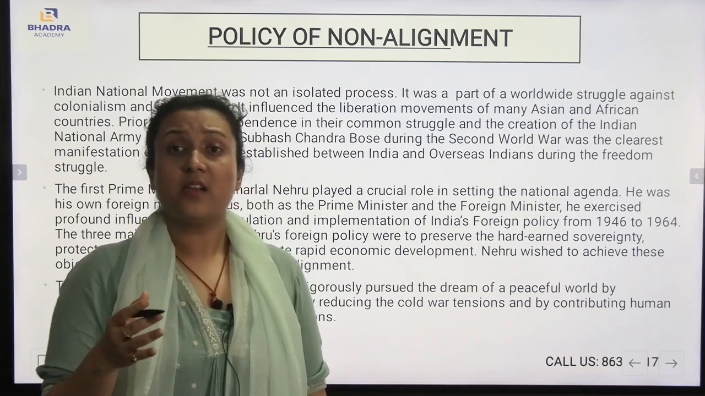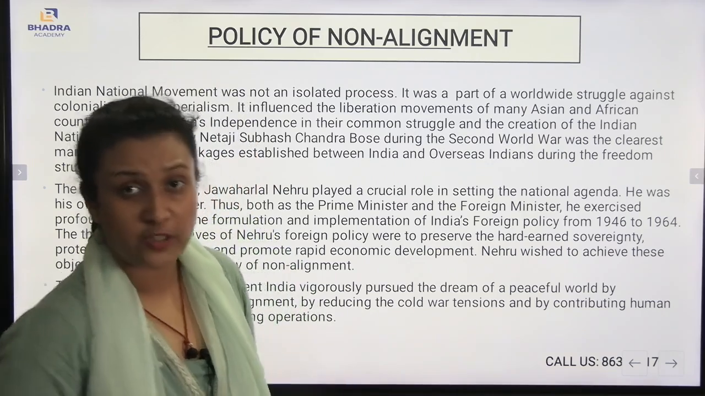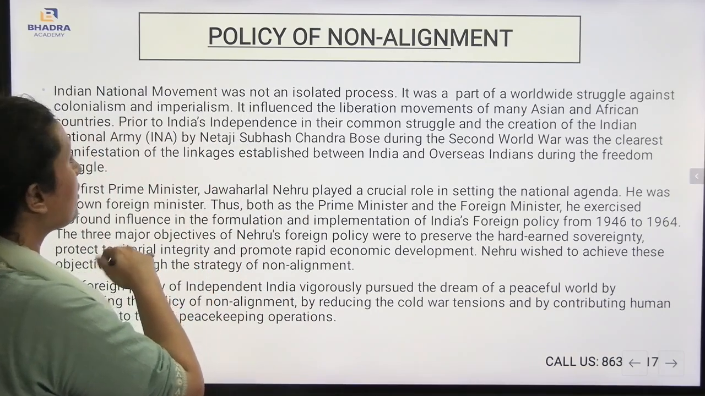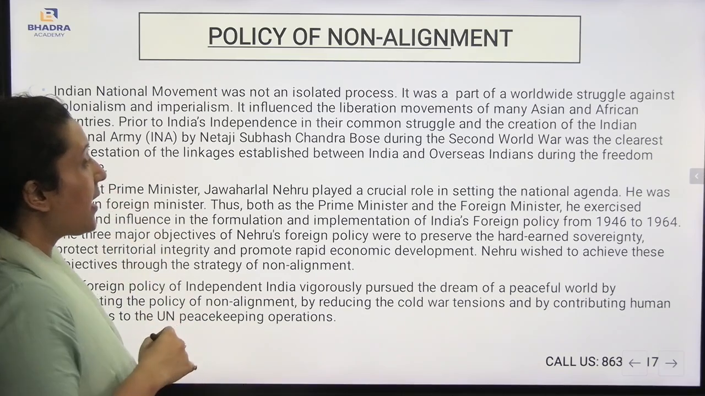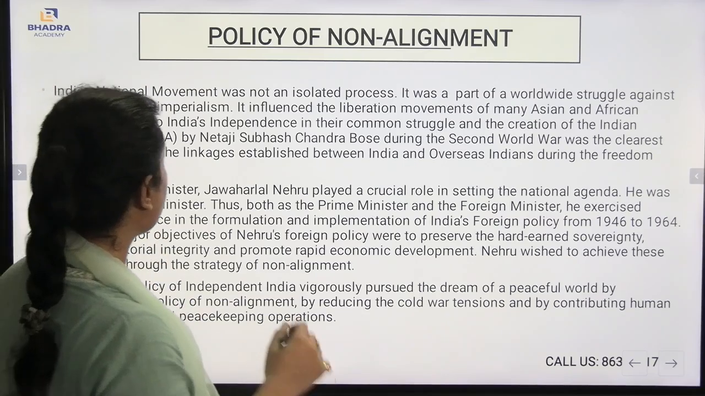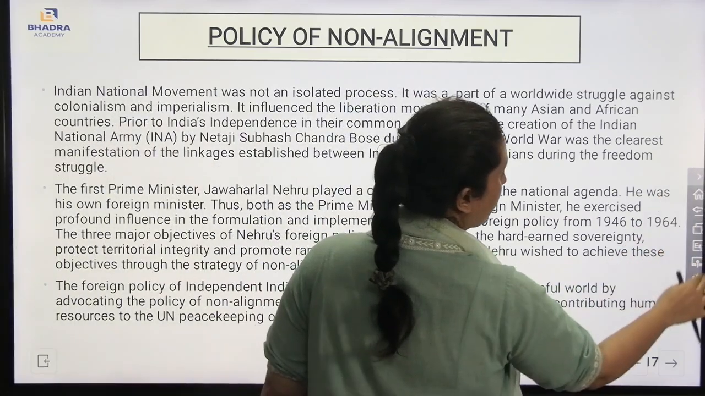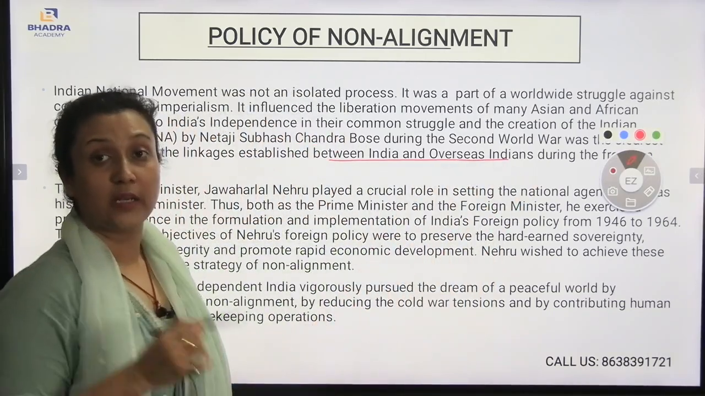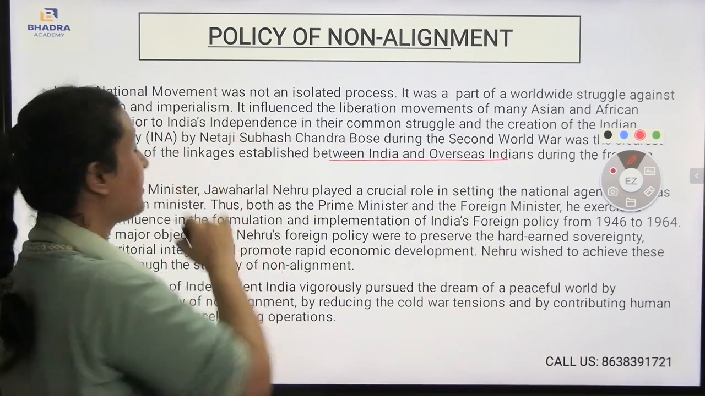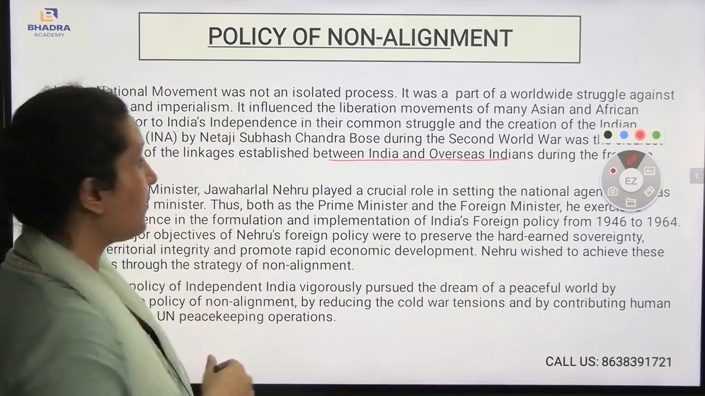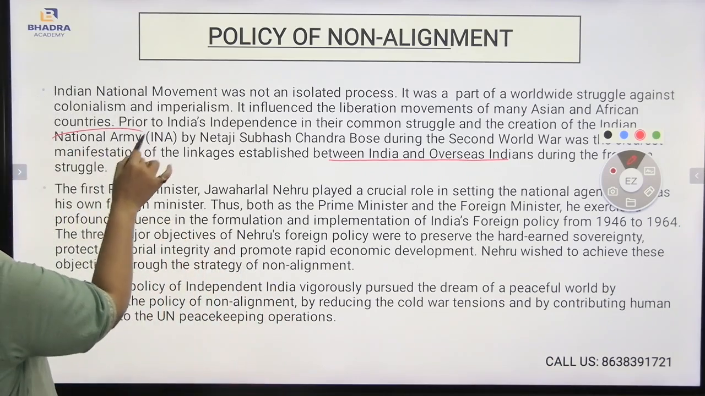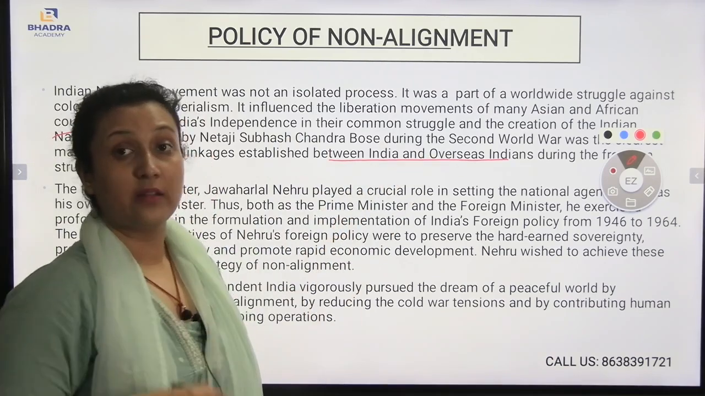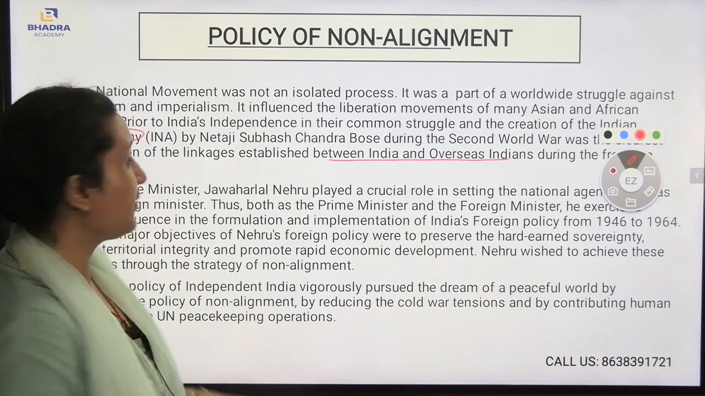During that time, the Indian National Army was managed by Netaji Subhash Chandra Bose during the Second World War, and it was the clearest manifestation of the linkages established between India and overseas Indians during the freedom struggle. This is very, very important. Many Indian people and overseas people also took part in the Indian national movement, or you can say the Indian Army force. In the Indian National Army also, they participated, the people from India and the overseas Indians during the Second World War, for the freedom struggle.